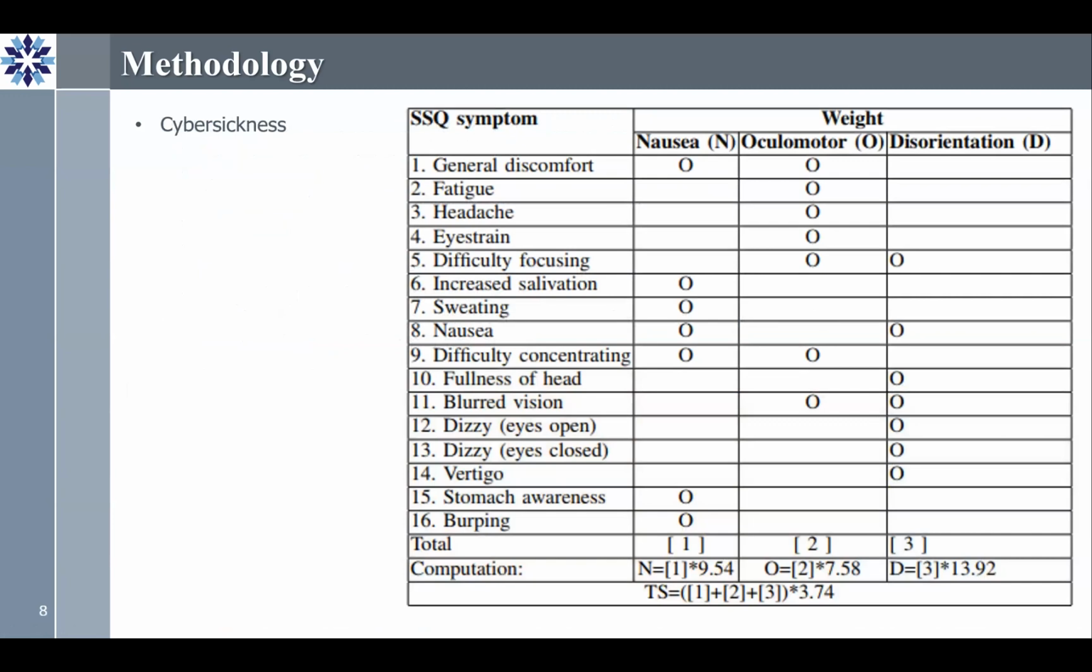Questionnaires and evaluation methods are explicit. The commonly used questionnaire in experiments measuring cyber sickness is the Simulator Sickness Questionnaire, SSQ. The SSQ consists of 16 items on a 4-point Likert scale. Subjects rated each item on a scale of 0 none, 1 slight, 2 moderate, and 3 severe.